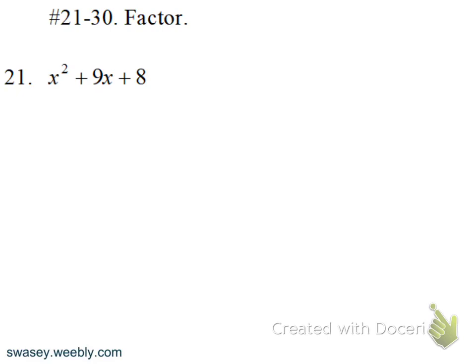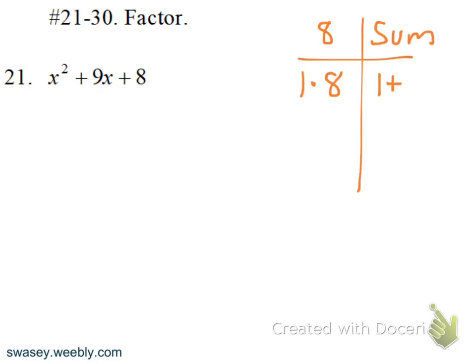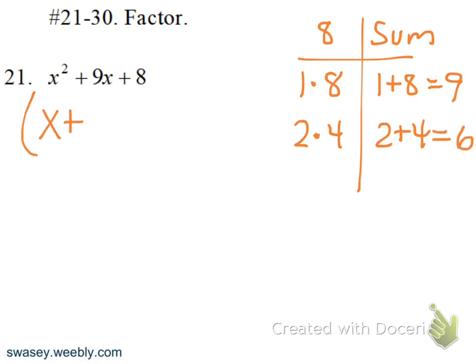Alright, when a is 1, the factoring is a lot simpler. We're looking at numbers that have a product of 8, or another way to say it, those factors of 8 that add up to 9. So 1 times 8 is 8, 1 plus 8 is 9. That's the pair we want. You could also look at 2 times 4 is 8, 2 plus 4 is 6. So split the middle term, or you can just go right to your answer. X plus 1, x plus 8.